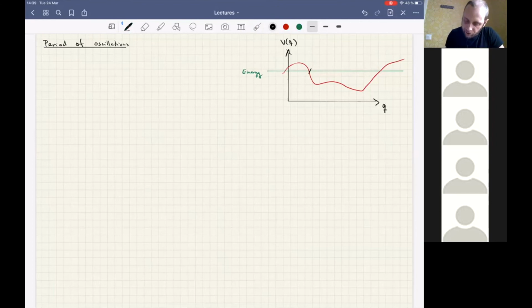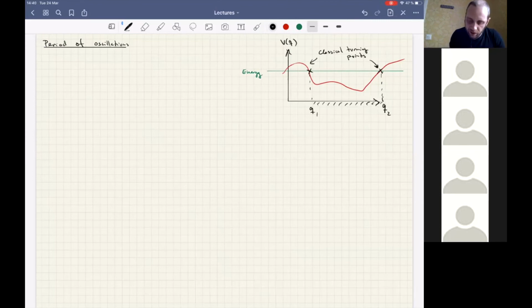So we have the classical turning points, which are here. And we're going to move within those values of q. So we're just going to be restricted to moving here. Let's call them q1 and q2. So we're going to be moving between those two values of q, just back and forth all the time.